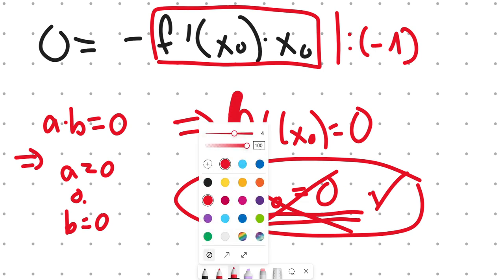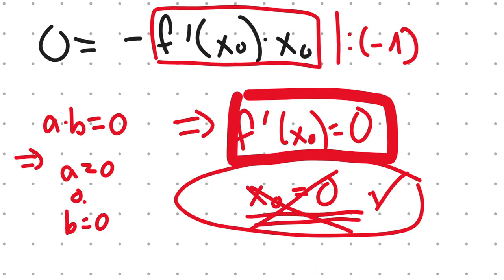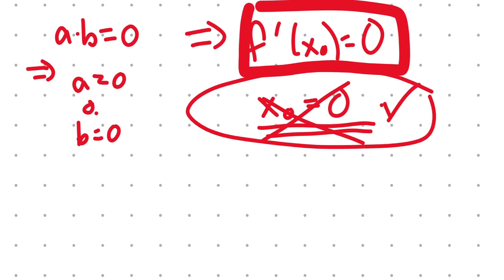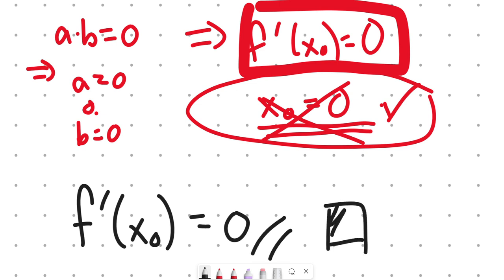We just found a new formula for finding an extreme point without looking at any lecture book or anything. So we have proven that f prime of x naught is equal to 0 is indeed the formula that we have to use in order to find the extreme point of any given function.